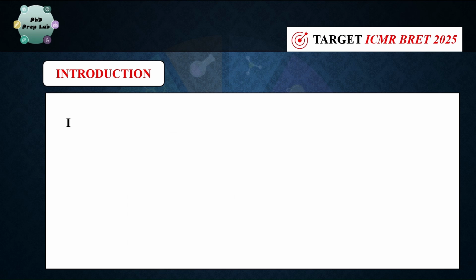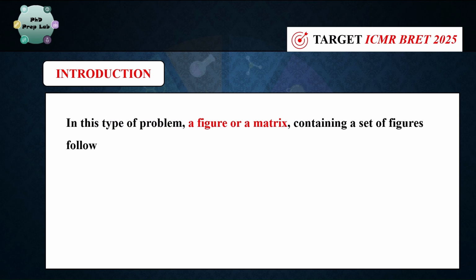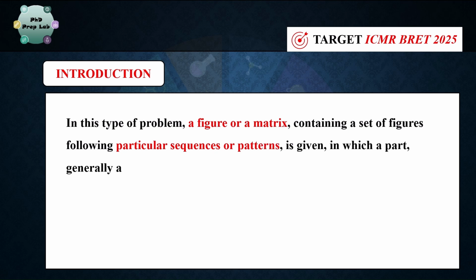In these kinds of problems, you typically get a figure or a matrix with a set of figures that follow a particular sequence or pattern, and a blank is left where you have to choose the correct option for the continuation of the figure. To approach these problems, we only have to identify what pattern the figures are following.